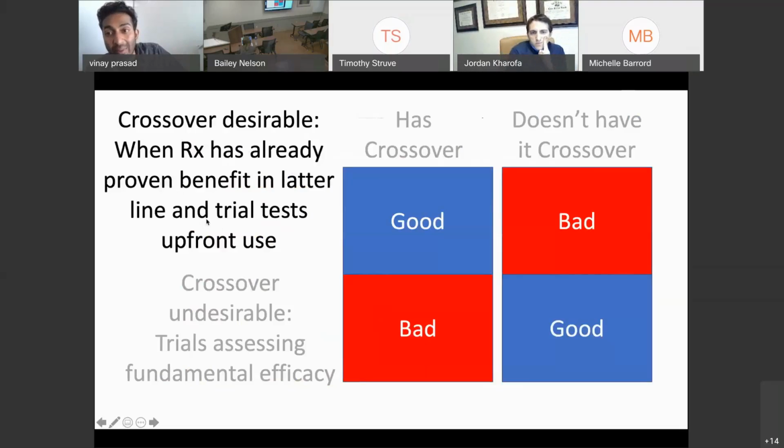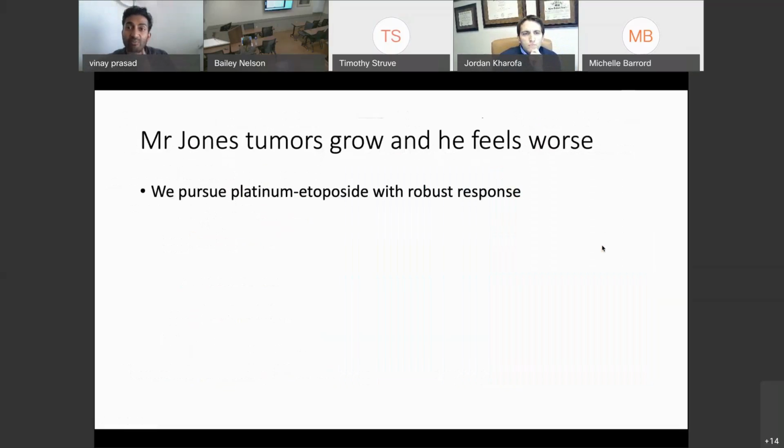You got to get it to the control arm on the back end. And here, when you don't have it, that's also bad. And we saw that with Latitude. Okay, so Mr. Jones' tumors grow. Back to our patient with PNET, we gave him platinum etoposide. He had a good response.